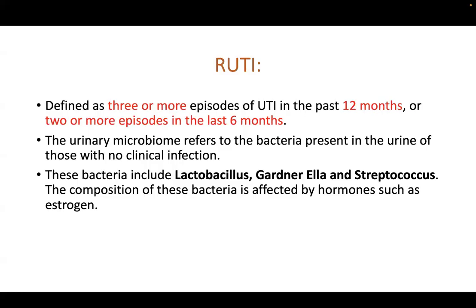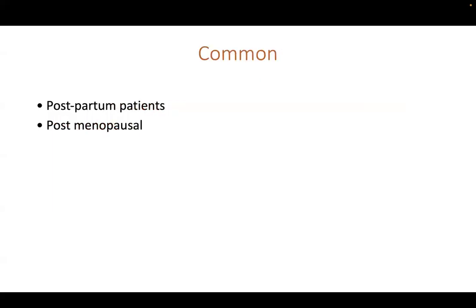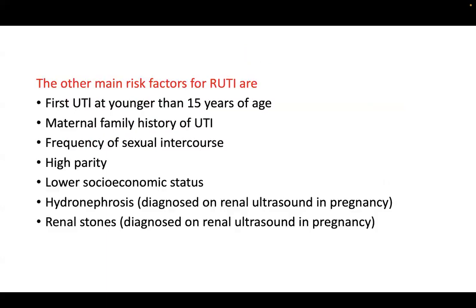What is recurrent UTI? 3 or more episodes of UTI in 1 year or 2 or more episodes in 6 months is called recurrent urinary tract infection. This knowledge is important for part 2. So in 1 year or 12 months, 3 or more episodes of UTI, or in 6 months, 2 or more episodes of UTI, it is called recurrent urinary tract infection. It is common in postpartum patients and postmenopausal patients.